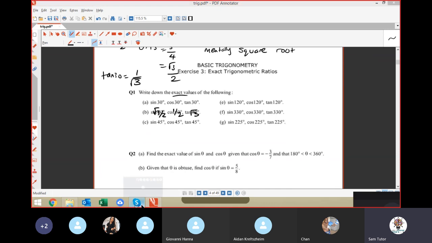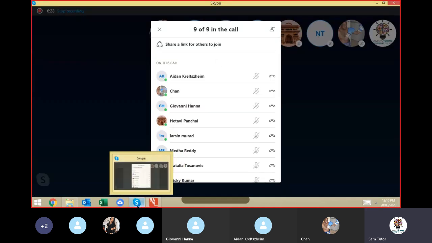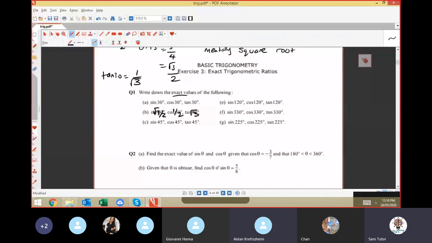Okay. Then let's pick Aiden. Let's do this first one. Sine 45. It equals 0.707. Yep. And then you square it, and it gets a half. And then, what's your answer? 1 over root 2. Done.